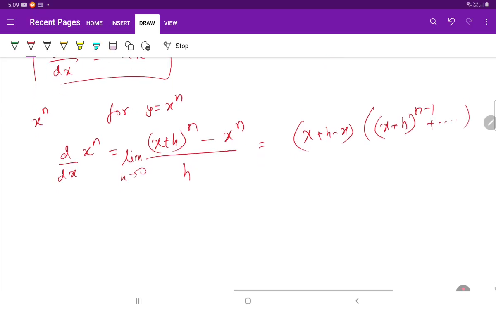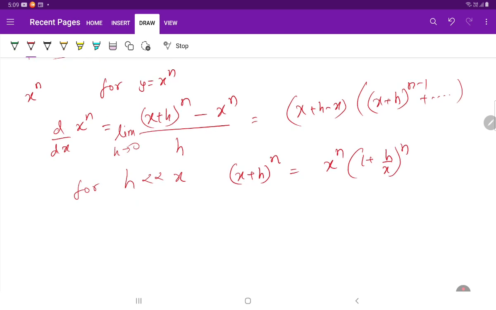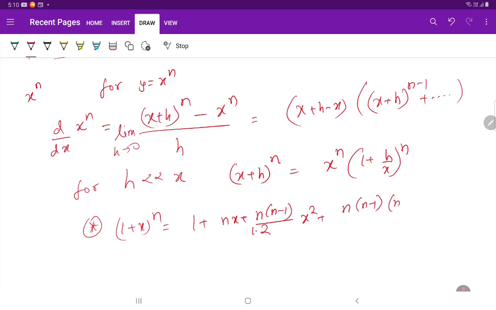Or better, for h much less than x, since we are considering general values of x, I can say x plus h whole to the power n is x to the power n into 1 plus h by x whole to the power n. Now if you know about the binomial theorem, 1 plus x whole to the power n can be written as 1 plus nx plus n into n minus 1 by 1 into 2 x square plus n into n minus 1 into n minus 2 by 1 into 2 into 3 x cube, and this goes on.